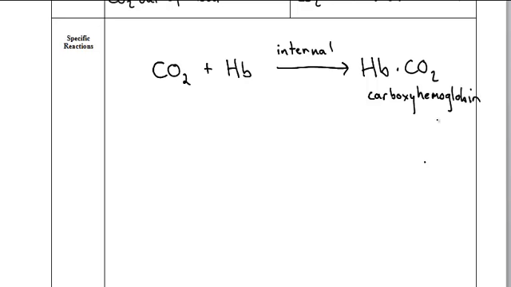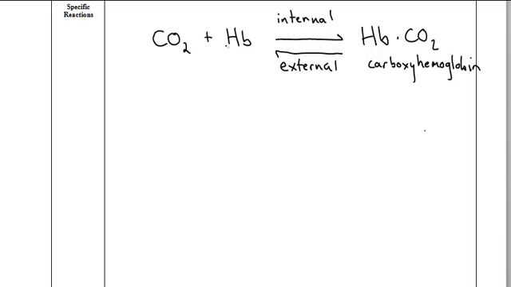But if your CO2 levels drop, then this reaction is actually pushed back this way. This double arrow is an equilibrium arrow, and it's pushed back in the other direction for external respiration. And we need that free CO2 because that's what's going to diffuse out of the cell. Carboxyhemoglobin, the hemoglobin protein, has to stay inside the cell and it can't diffuse out. So it must first release the CO2 and then the CO2 can leave the cell. Okay.